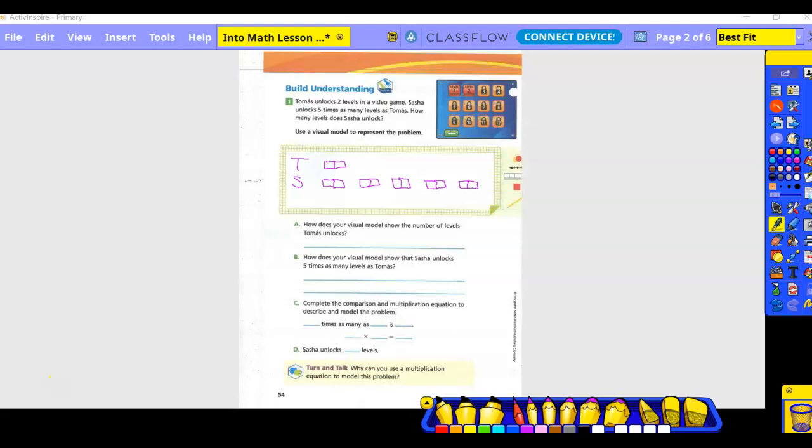Letter A, how does your visual model show the number of levels Tomas unlocked? So we said that he unlocked how many levels? How many, guys? 2 levels. How does your visual model show that Sasha unlocked 5 times as many levels as Tomas? So we drew how many groups of 2? 5.